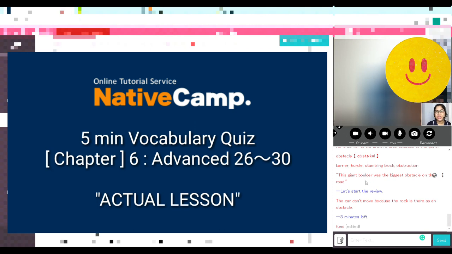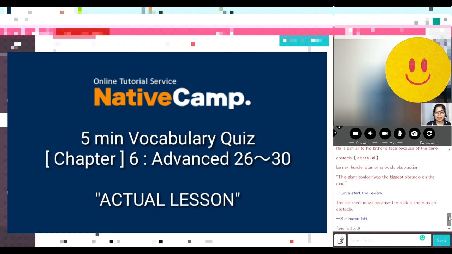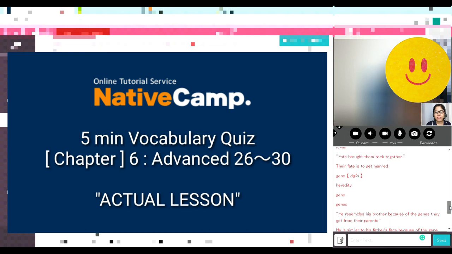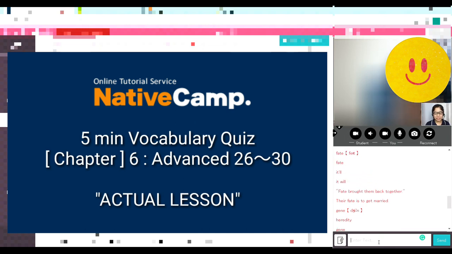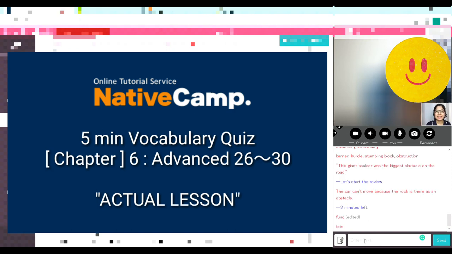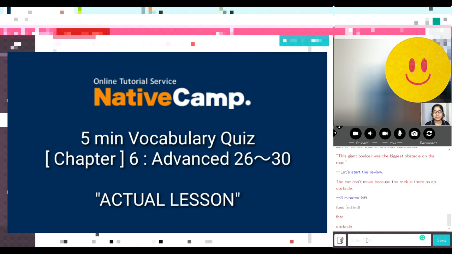Please repeat after me, fund. Fund. Fund. Very good. Next one. Fate. Fate. Fate. Another one. Obstacle. Obstacle. Obstacle. Very good. And you have one mispronounced word. Actually, this is words because it has separate meaning when we separate the word. Okay.